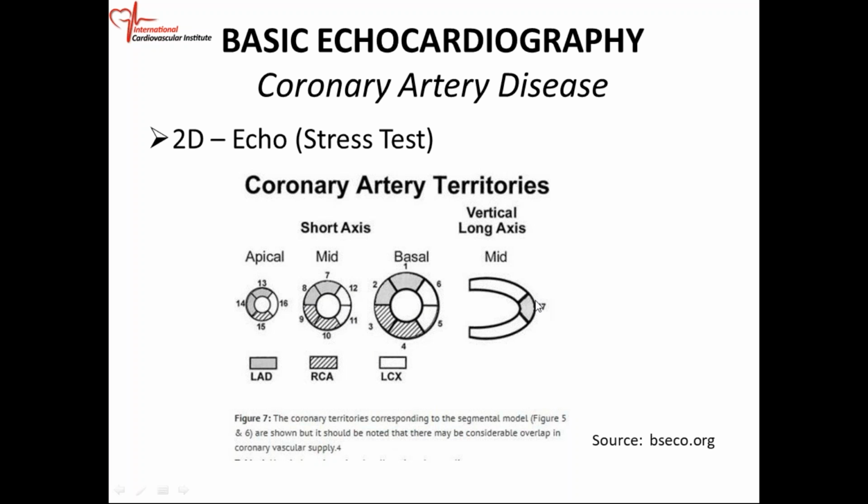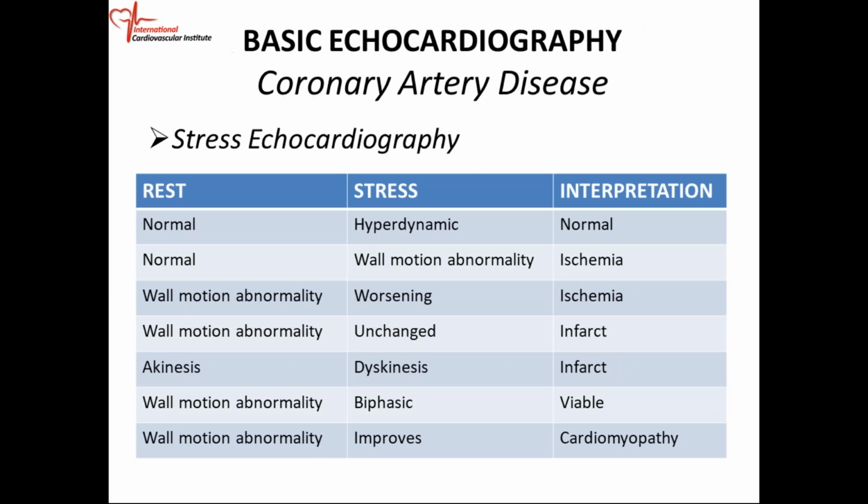If you were to look at your parasternal long axis, then the circumflex will supply the septum, your basal and mid septum, and the posterior wall. So these are rough distributions of the coronary artery. So by looking at the segment that's involved, you can accurately predict the blood vessel that's occluded.